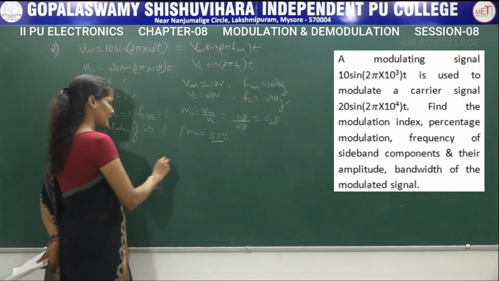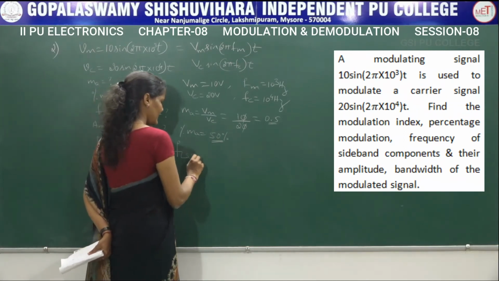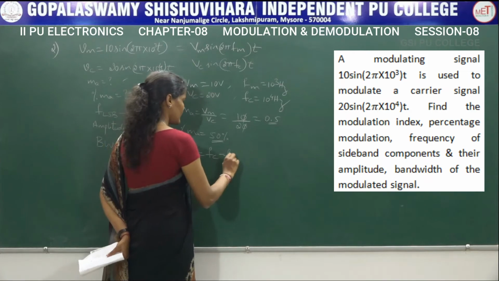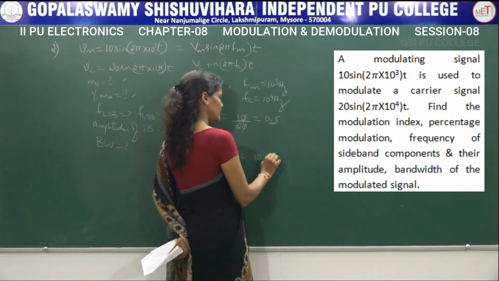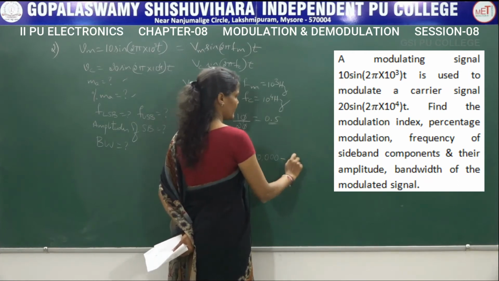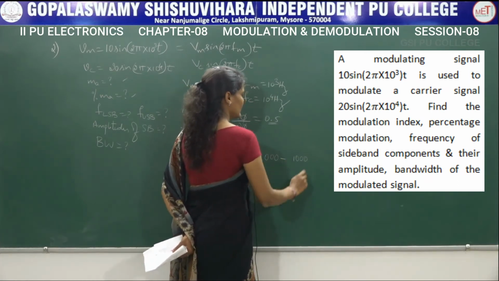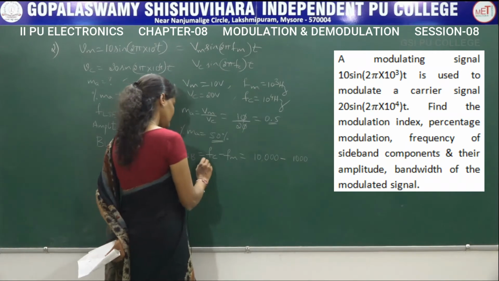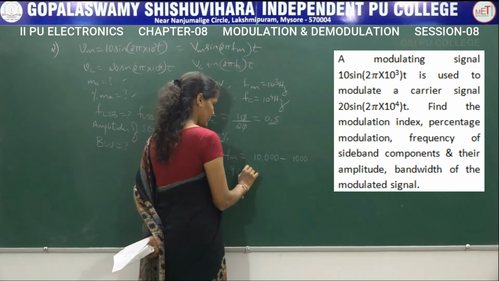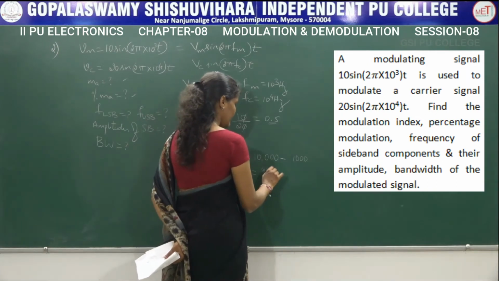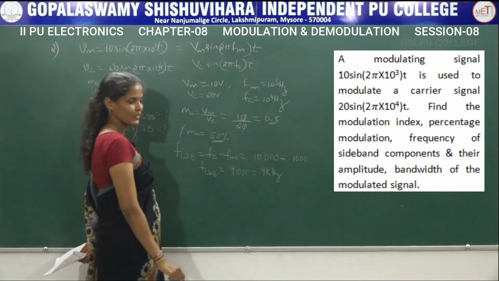Now FLSB equals Fc minus Fm, where Fc value is 10,000, that is 10 to the power of 4, minus Fm value is 1000 hertz. So FLSB equals 9000 hertz or 9 kilohertz.